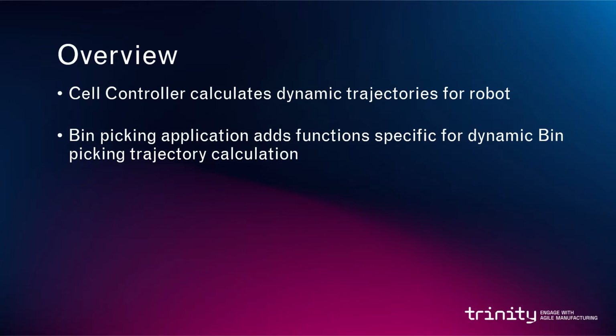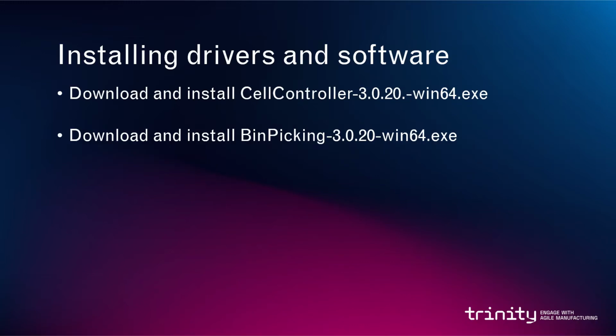With AutoMaps we have two types of applications. We have the cell controller application and the beam picking application. The cell controller calculates dynamic trajectories for the robot in general, and the beam picking application adds functions specific for dynamic beam picking trajectory calculation. We will need to install both components separately with the respective installation files.